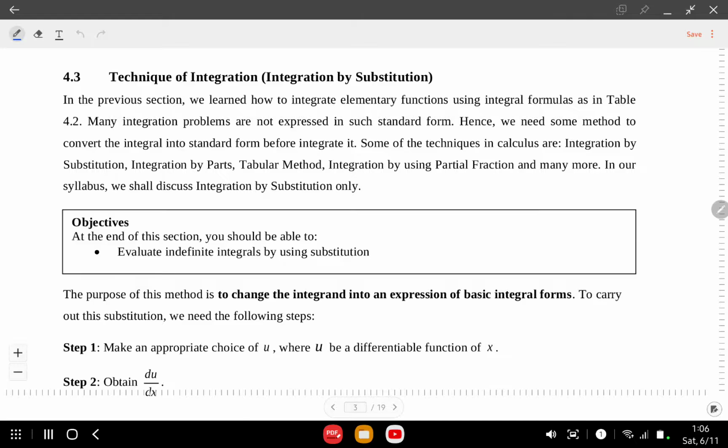So the purpose of integration by substitution, or we can simply call it substitution, is to change the integrand, or the function in the integral, into an expression of basic integral form. So function tu adalah jenis yang complicated, so kita nak tukar dia kepada basic function, and then kita boleh integrate dia dengan senang lah.